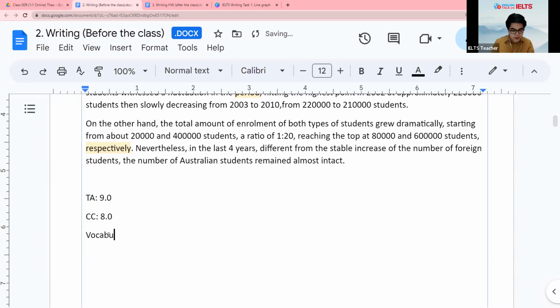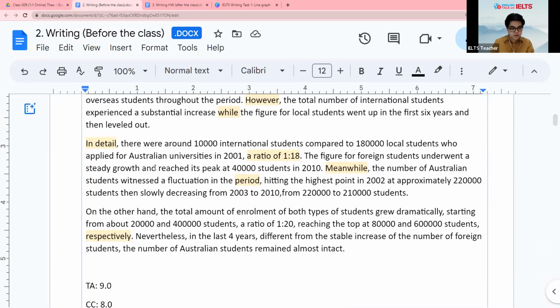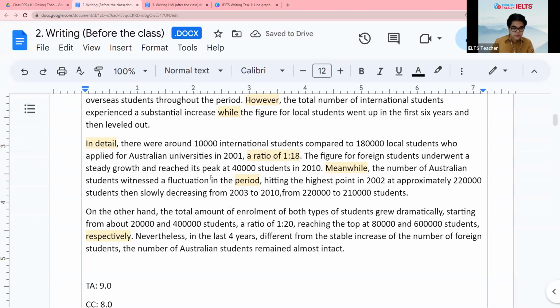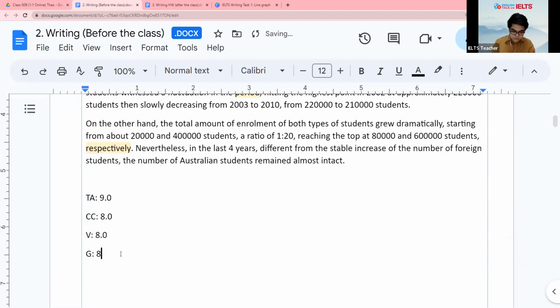The next one is vocabulary. Did you use vocabulary that is highly used in line graphs? Vocabulary of development, such as increase, decrease, and a lot more. Yes, you did. And lastly is grammar. Did you use a mixture of basic, intermediate, and complex levels of grammar? Yes, you did. Very well, very much. Okay, total is 8.0.